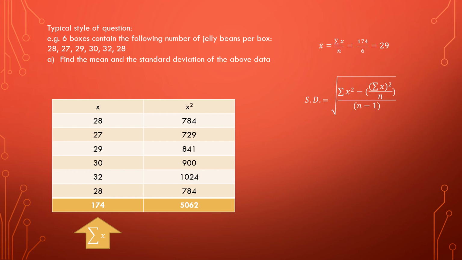No, it doesn't. It gives us our mean of 29, sorry. So moving on to our standard deviation, we've got the square root of the sum of x squared minus the sum of x all squared divided by n, all over n minus 1. So we need to use our sum of x squared here as well, and we're going to put these numbers into our formula. So the sum of x squared is 5062 minus the sum of x, which was 174, all squared divided by 6, all over 6 minus 1.